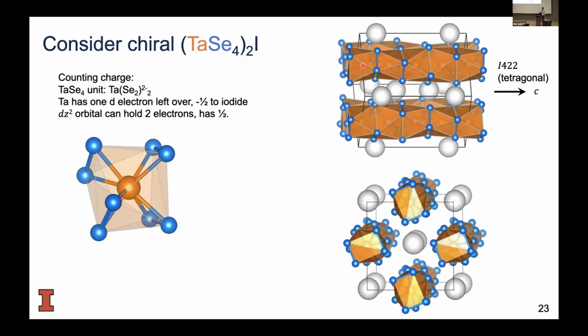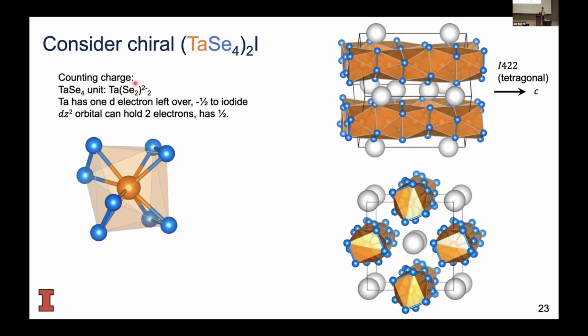So the tantalums are in orange and the seleniums are in blue. If you look at one of the motifs, it looks like this. It has a tantalum in the center, and it has these selenium-selenium dimers around the outside. This one here looks like it has 4, but 2 of these are shared with a neighbor, right? So for each tantalum, it has 2 selenium-2 dimers.